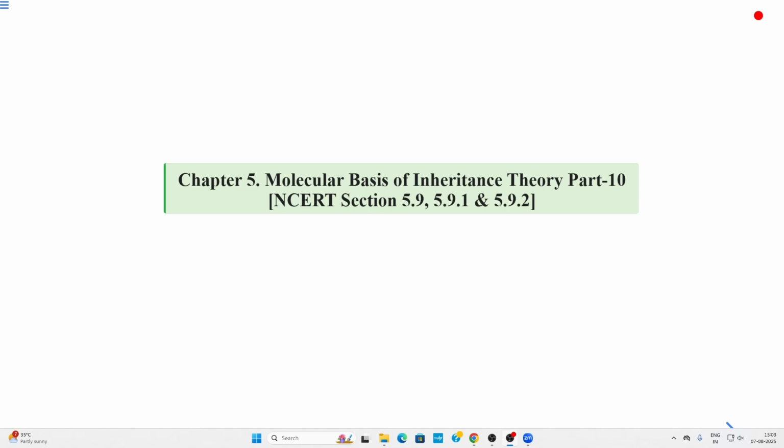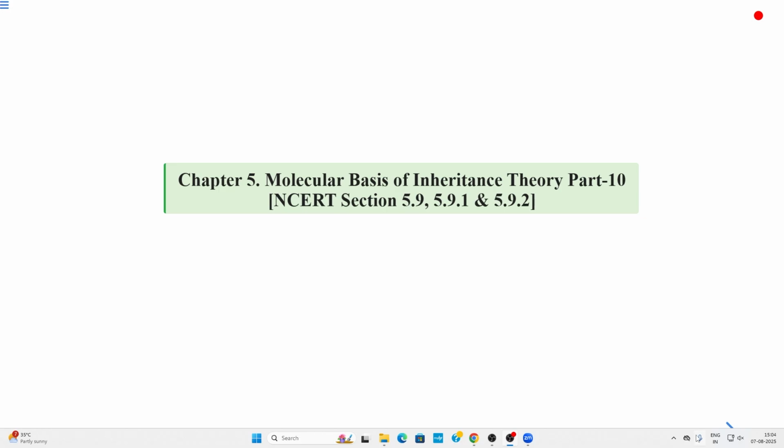Hello everyone. Today we are going to continue chapter number 5, Molecular Basis of Inheritance, and this will be your theory part 10. In this we will cover NCERT sections 5.9, 5.9.1 and 5.9.2. So what we are going to explore in today's class is the Human Genome Project.